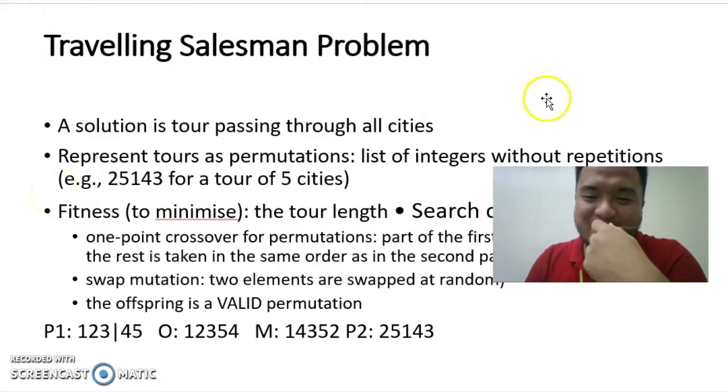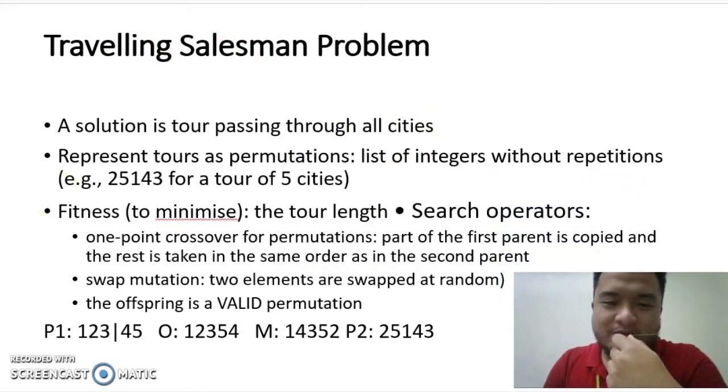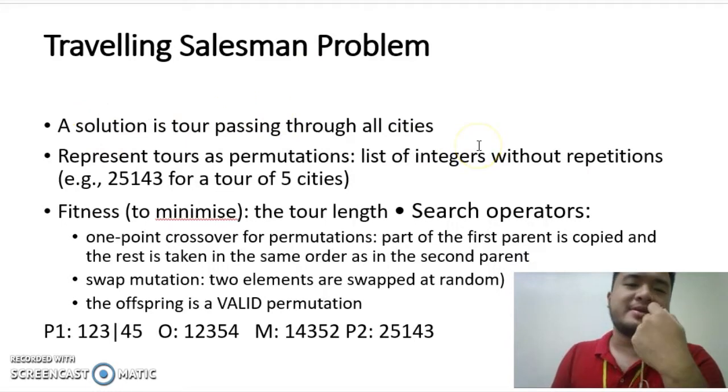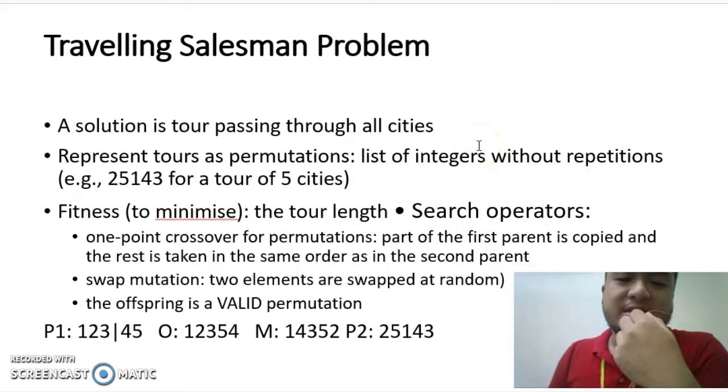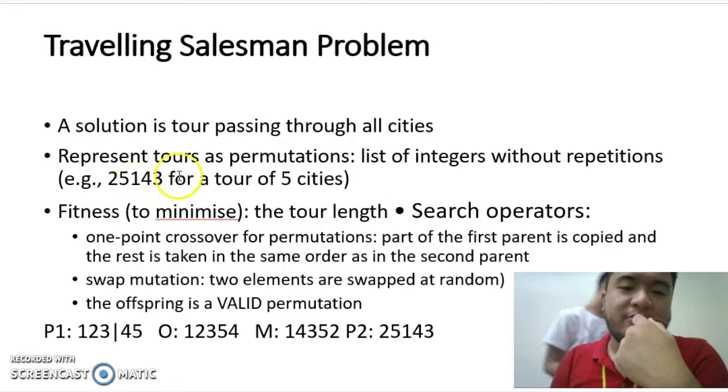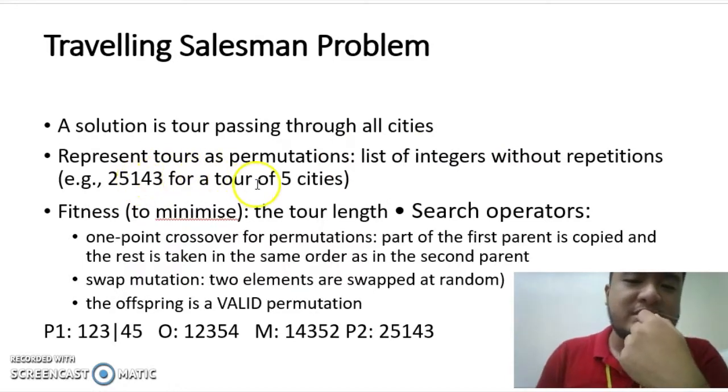Okay, the traveling salesman problem. A solution is a tour passing through all cities, represented as a permutation, a list of integers without repetitions. Example: 2, 5, 1, 4, 3 for a tour of 5 cities.